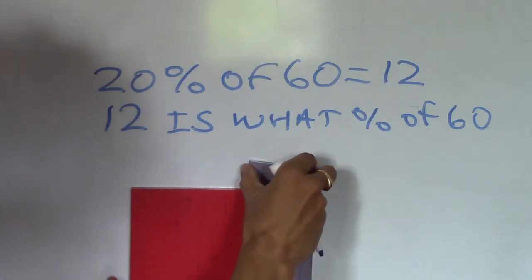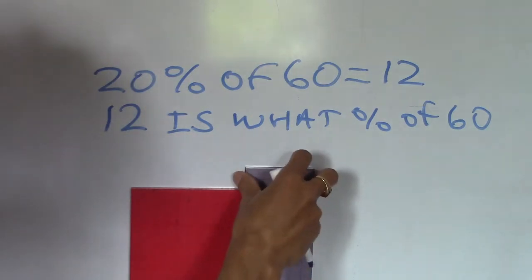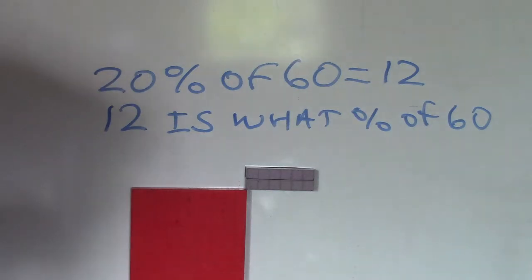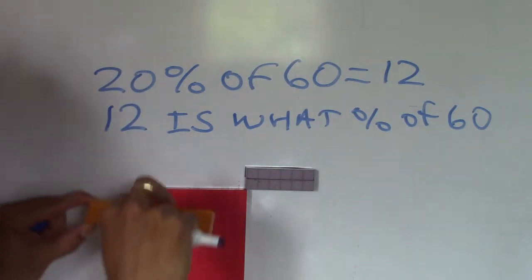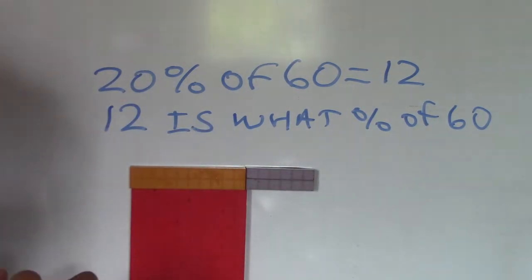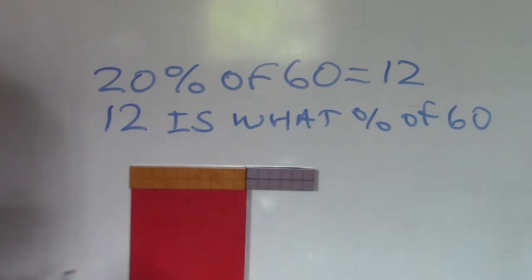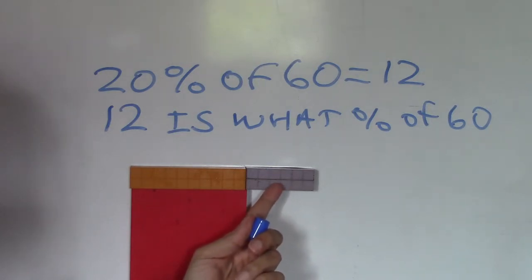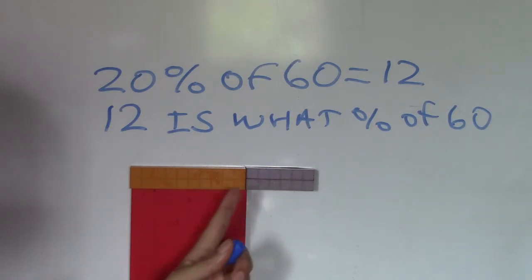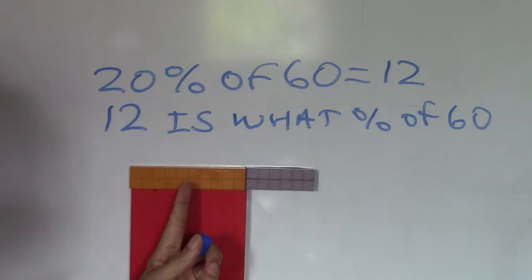Now, what's the third question? 12. Good. Percent of 60. Wait. We don't know the 60. This time we don't know the 60. 12 is not the percent. That's the number. So 12 is 20% of what?